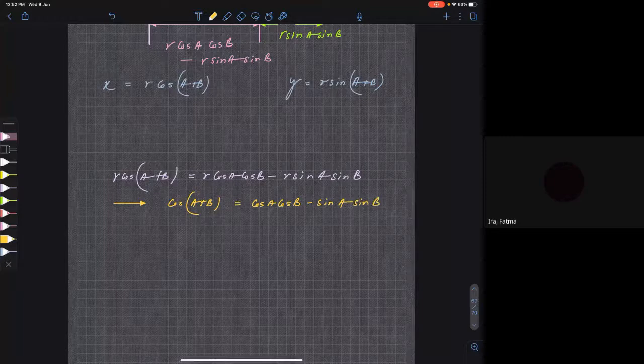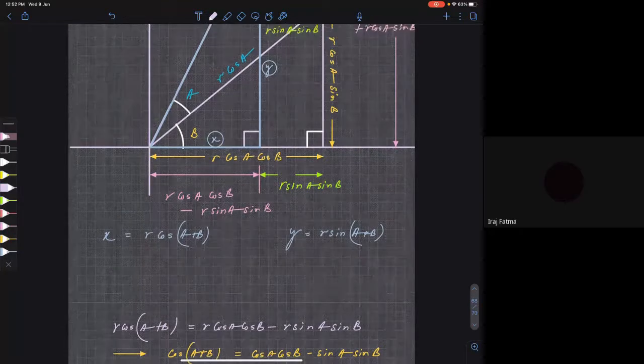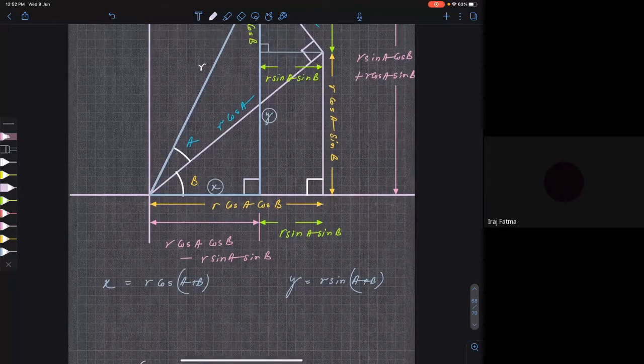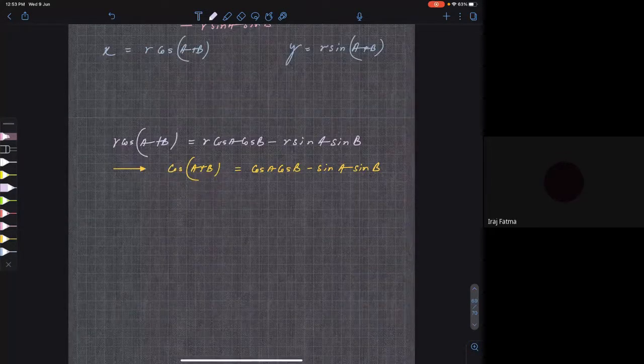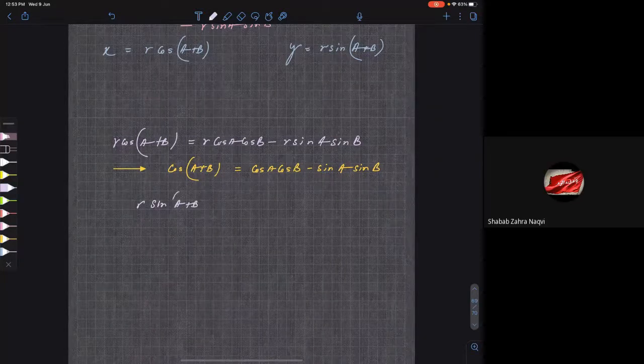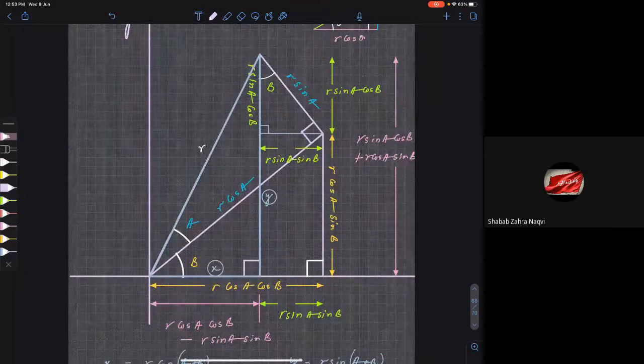Okay, fine. Now tell me, what about the value of y? What will it be equal to? That pink side, right? The vertical pink side. So tell me, according to that, R sin(A plus B) is equal to, tell me, what is this vertical pink side? R sin A cos B plus R cos A sin B. Clear?